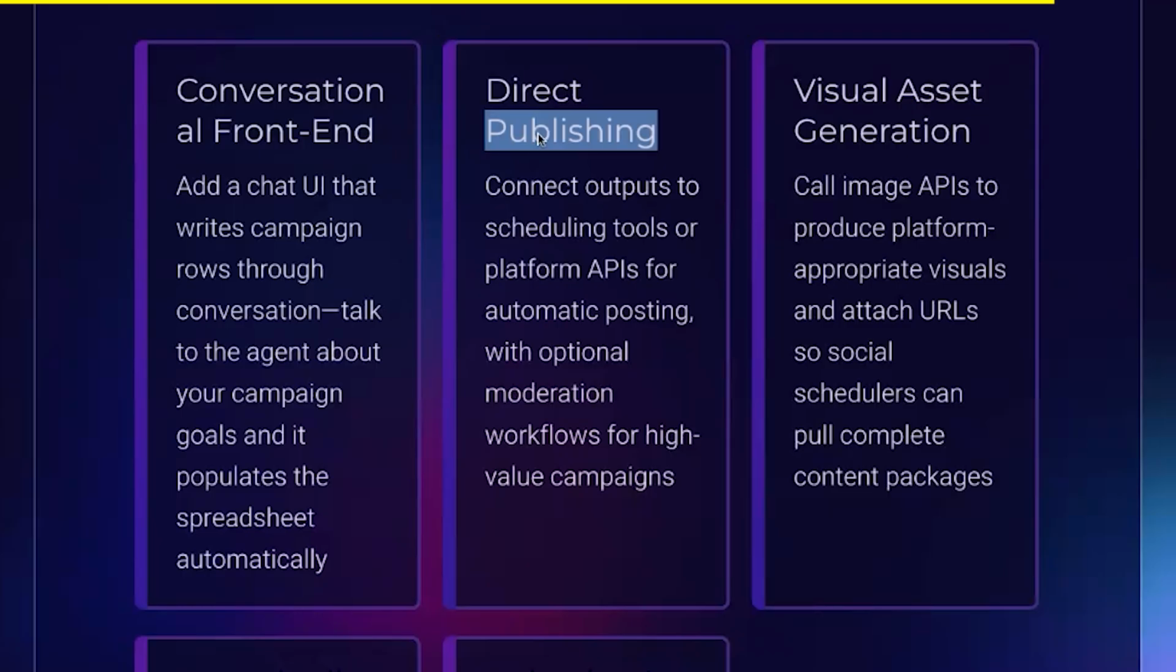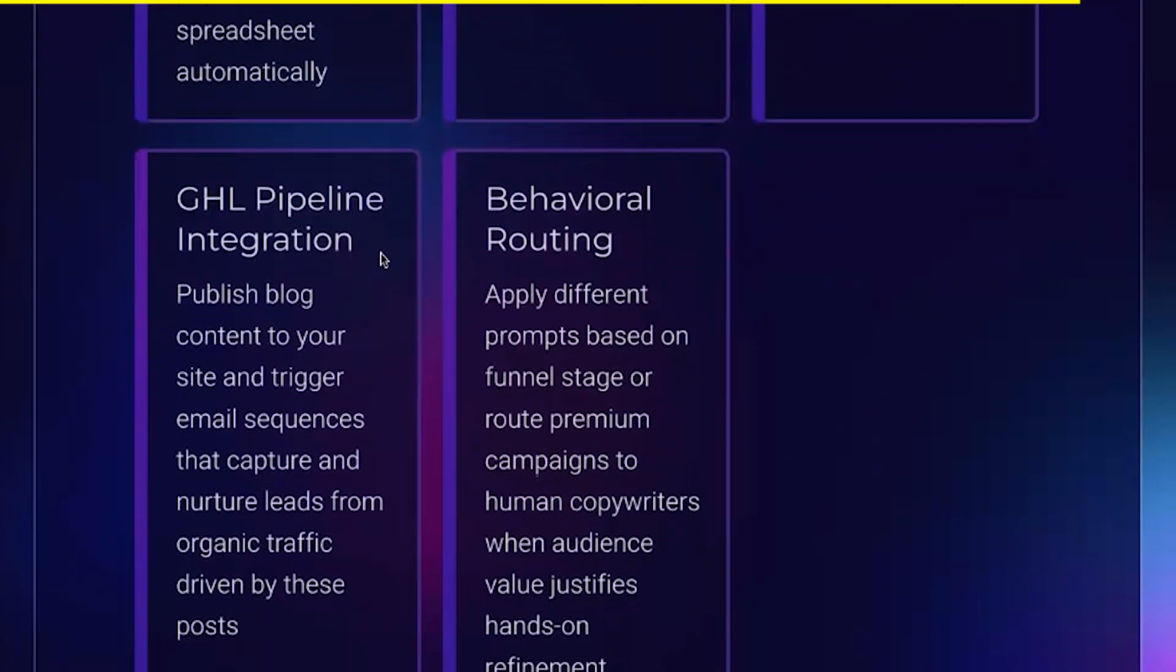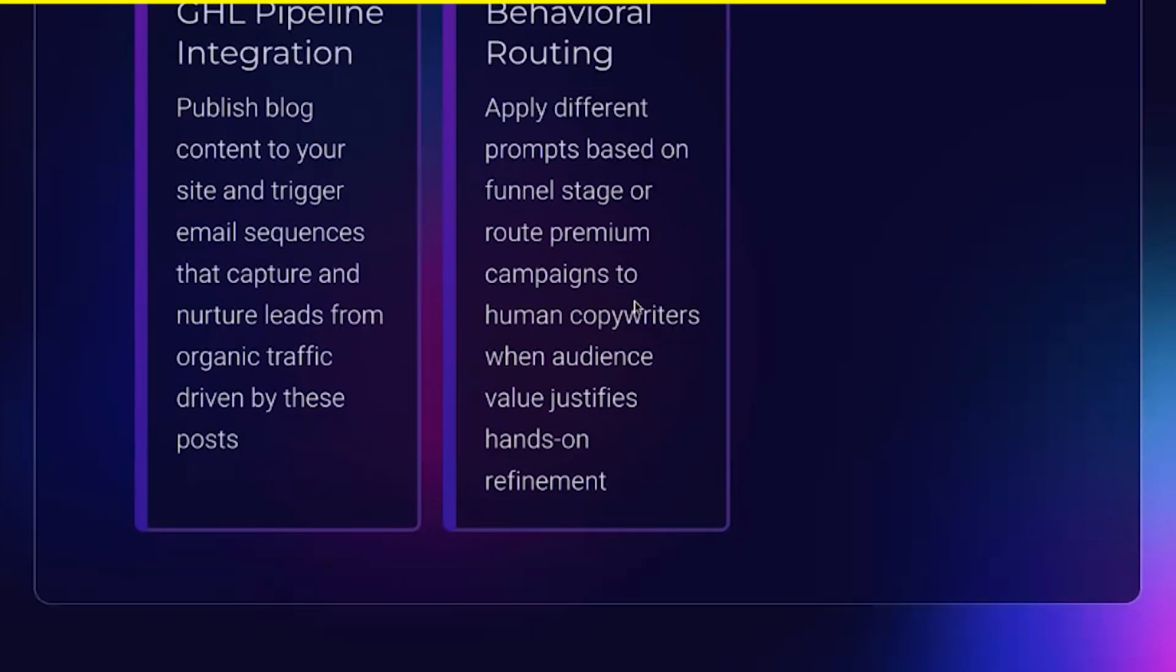Direct publishing. So we have this in a later video where you can essentially connect outputs to a schedule tool or platform APIs for automatic posting. Pretty cool. Visual asset generation. So you can even have call image APIs to produce platform appropriate visuals and attach URLs, so social schedulers can pull complete content packages. Integrate this into GoHighLevel. It's an option. Again, you can publish blog content to your site and trigger email sequences that capture and nurture leads from organic traffic driven by these posts. And then behavioral routing. You can apply different prompts based on funnel stage or route premium campaigns.